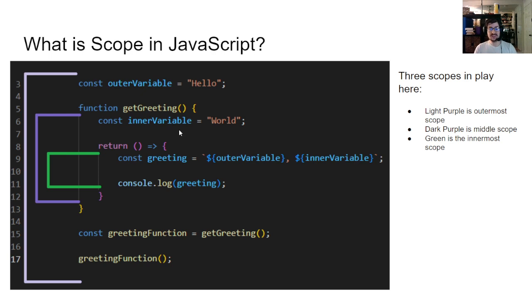When we say a variable is out of scope, it means that the scope in which that variable exists is no longer valid. We're no longer executing that code. So for instance, as soon as we stop executing getGreeting here, we would say the inner variable has gone out of scope. It is no longer in scope for the current code. Then you've got your final scope, which is green, and that's the innermost scope. So in each case here, each one of these is running in a different context.